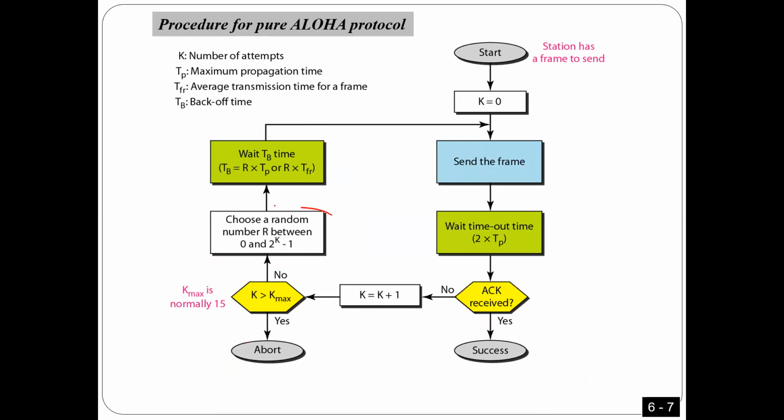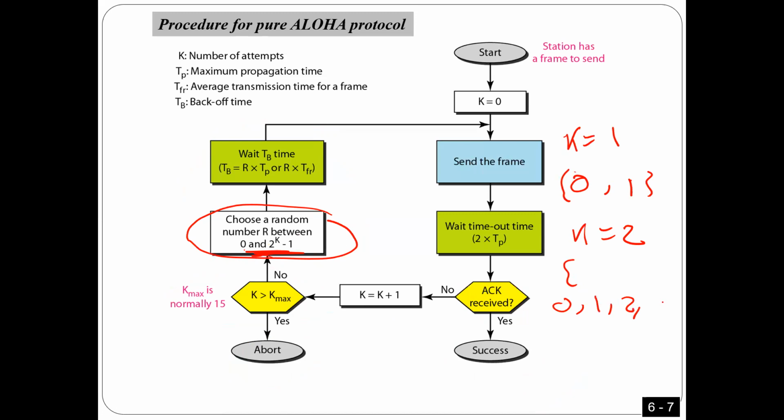number one, I'm going to select a random number R between 0 and 2 to the power K minus 1. When K is equal to 1, I'm going to select a number between 0 and 1. When K is equal to 2, it's going to be 0 or 1 or 2 or 3. You get what I'm saying? So you should understand, as K increases, the space is going to increase. So the random number is going to increase. You get what I'm saying? Because the more I fail, I have to wait more time.